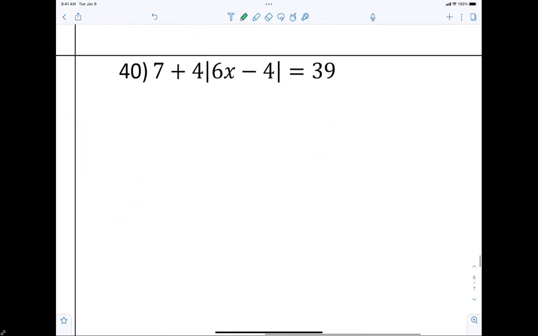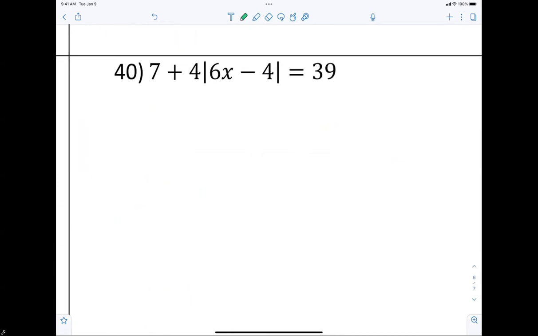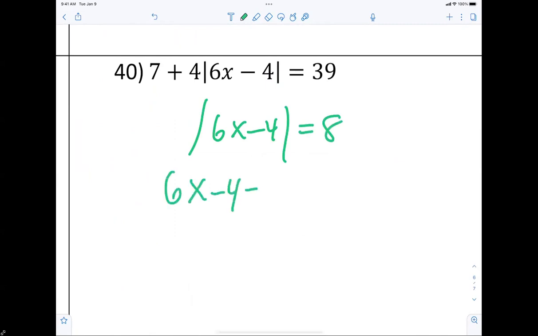Let's just do 40. All right, then I'll take a look at it. So we have to do what, guys? Subtract 7 and then divide by 4. And because you guys are brilliant, we can say 39 minus 7 is 32, divided by 4 is, there you have it. So now we just write 6x minus 4 equals 8, and 6x minus 4 equals -8.